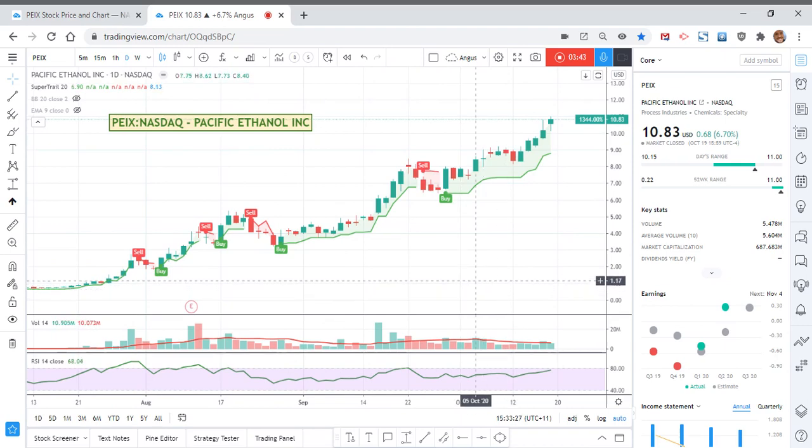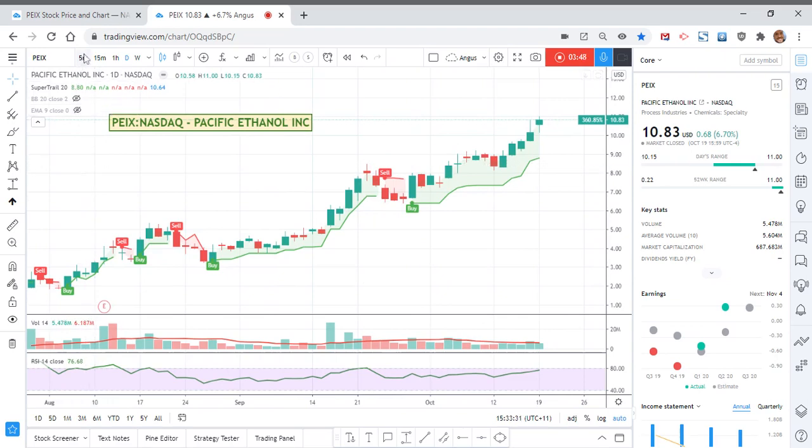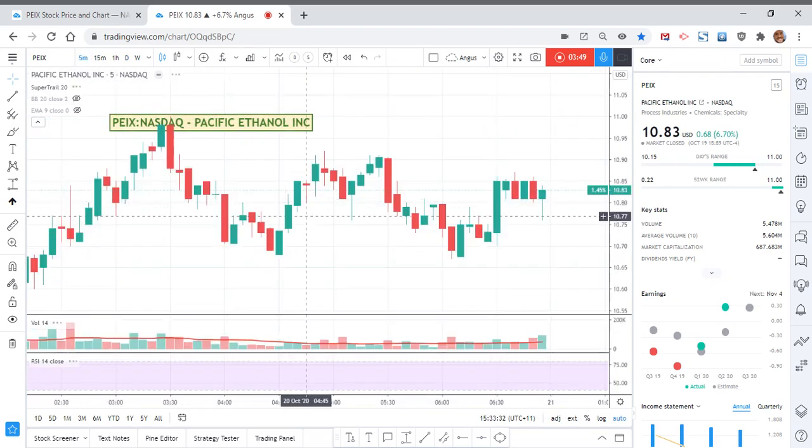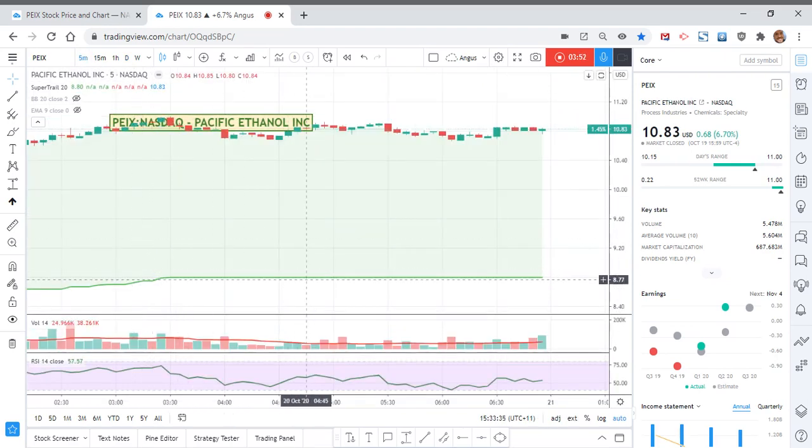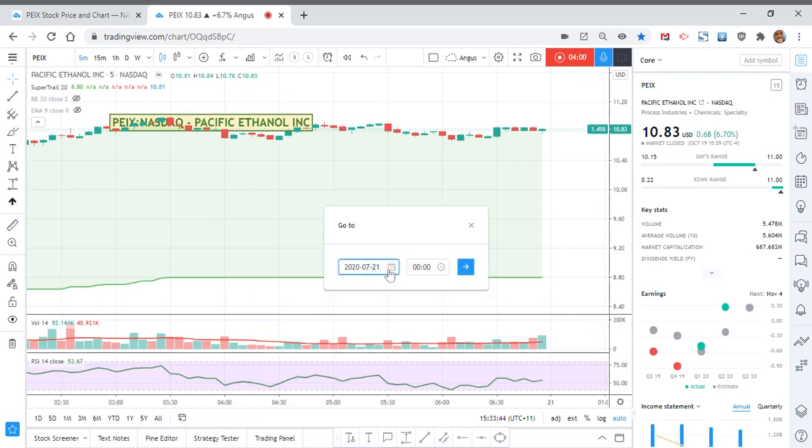Right, so now I'd like to show you what this might look like on a 5-minute timeline, on a 5-minute candle. So if I go down to 5 minutes, you can see now that the trail is a long, long way away from where the price is. So if you're looking to day trade, you're quite a long way back. So what I might do is go, let's say, to the 1st of August. So I'll go 0801, I'm guessing. So let's go to that.